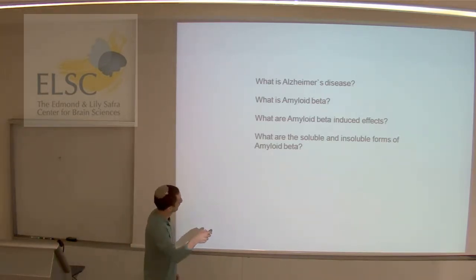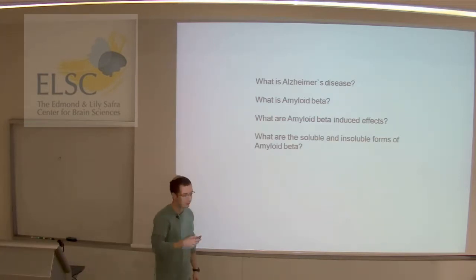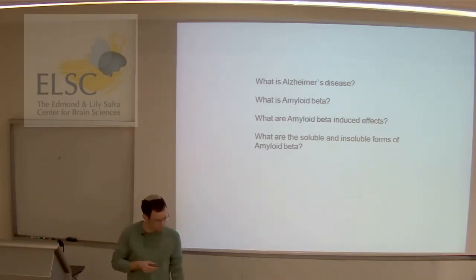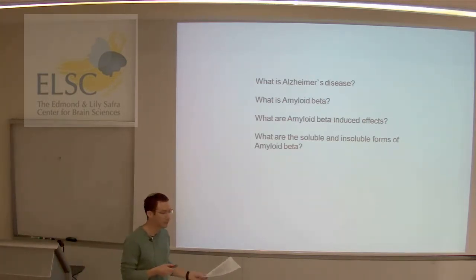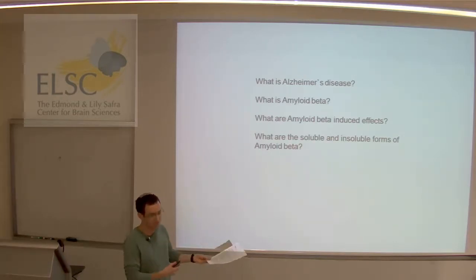Okay, what are these things? What are the amyloid beta induced effects? Okay, so that's the main contribution of this paper, right? It caused deficits in LTP, in long-term potentiation, and also in long-term depression. By deficits in LTD, we mean strengthening of the LTD.